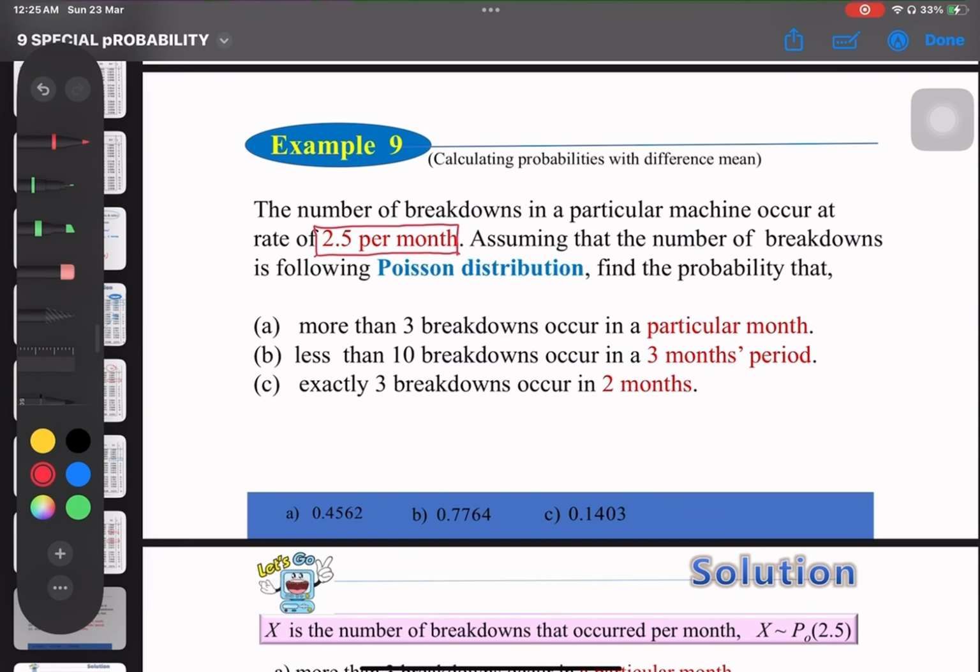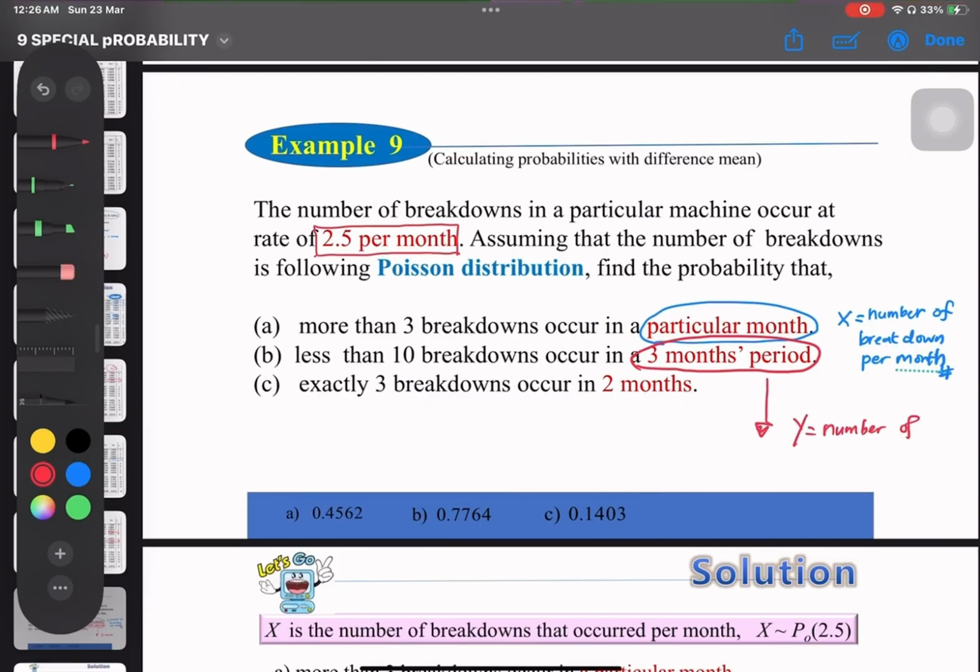About example 9, the number of breakdowns in a particular machine occur at a rate of 2.5 per month. So X is equal to the number of breakdowns per month. The mean is equal to 2.5. For question A, more than 3 breakdowns occur in a particular month. For question B, less than 10 breakdowns occur in a 3 months period. So we denote the 3 months period with Y, that is the number of breakdowns in 3 months.